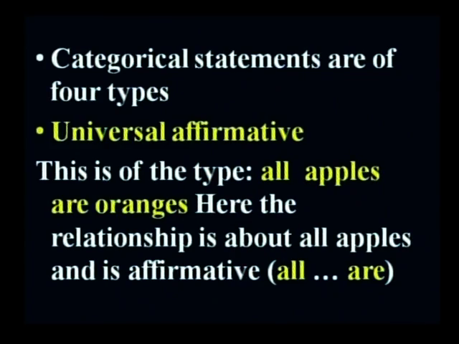So, let me take you to the 4 categorical statements. The first one is universal affirmative. In short, we also call it UA, universal affirmative. This is of the type all apples are oranges. So, you have a statement here: all apples are oranges.